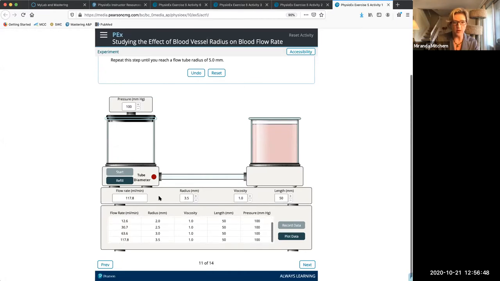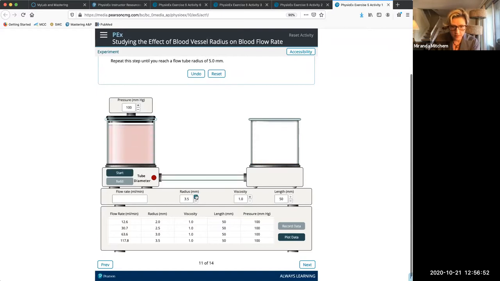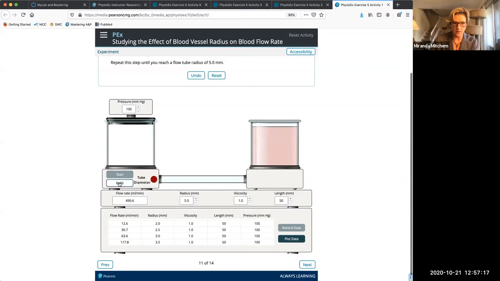Now we've gone up to 117.8 mils per minute. 4. Refill. We'll look at the data in just a minute. We're going to go to 4.5, start, record, okay, refill. Last, we're at 5 millimeters. Record, and let's refill you.